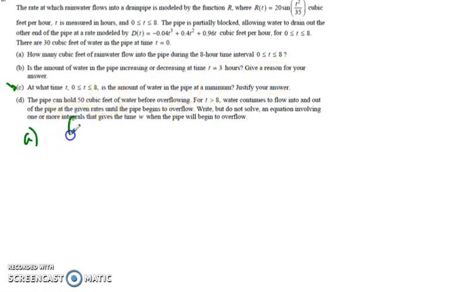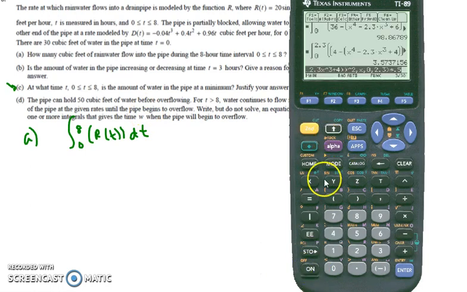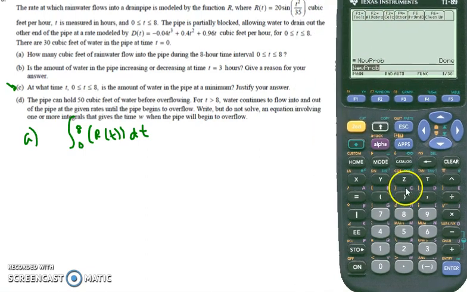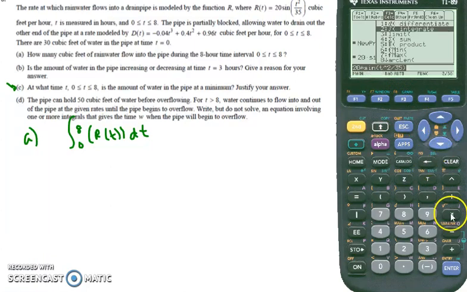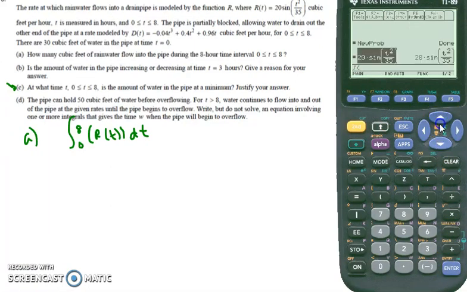That is a straightforward integration problem. You need to integrate your R of t function. So we're going to do that on our calculator. I'm going to clear out my prior problem here. And then I'm going to put in R, which is 20 times sine of t squared divided by 35. And then since I'm integrating, I'm going to go to F3, choice 2, integrate, grab my function, integrate with respect to t on the time interval from 0 to 8.